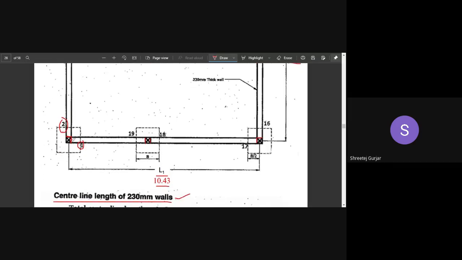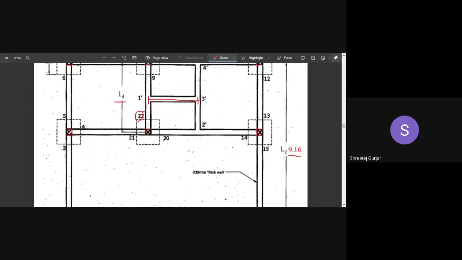So this face is in contact with your wall, right? So this is considered to be 1. And then this face is in contact with your wall, so 2. Similarly, this face is in contact with your wall, so 3, 4, and 5. And there is no wall over here, so that face of your column is not to be considered. We need to leave it out.